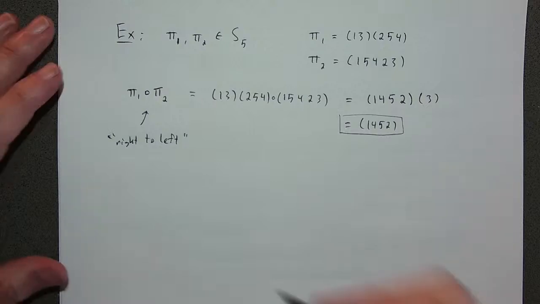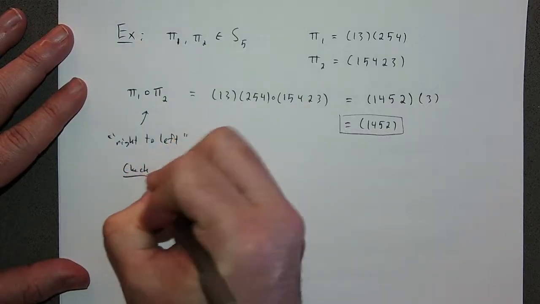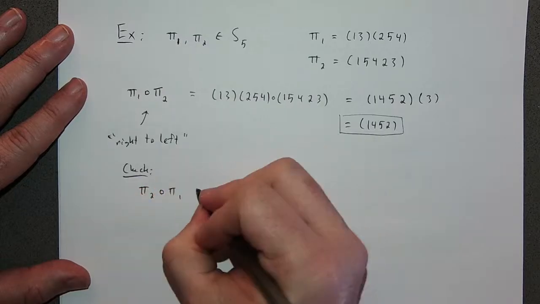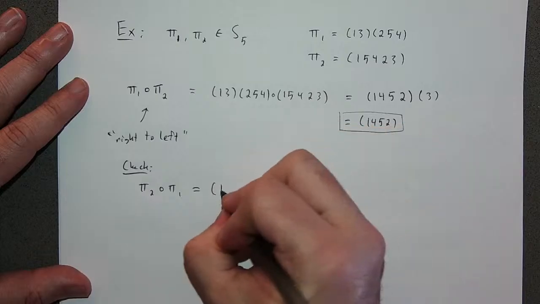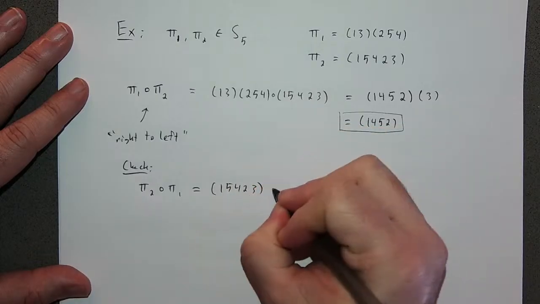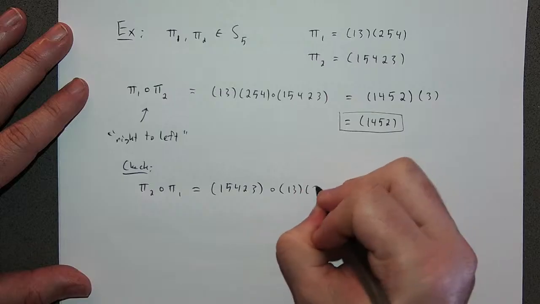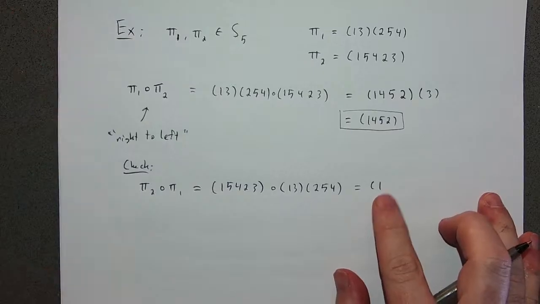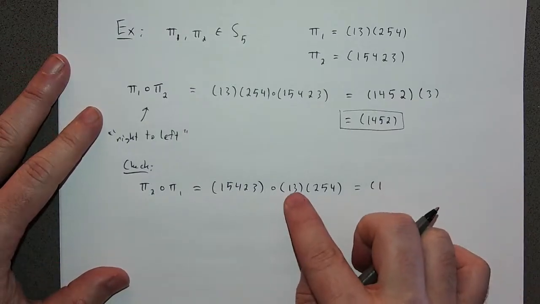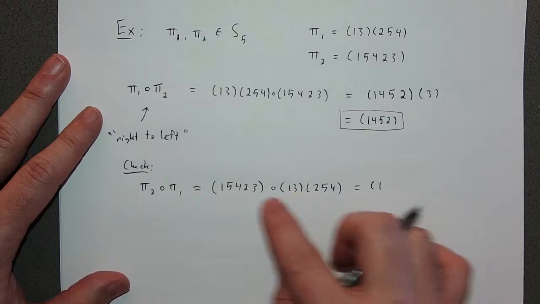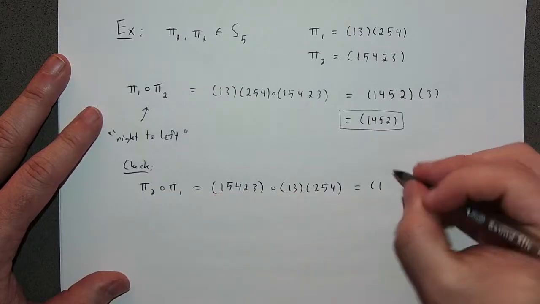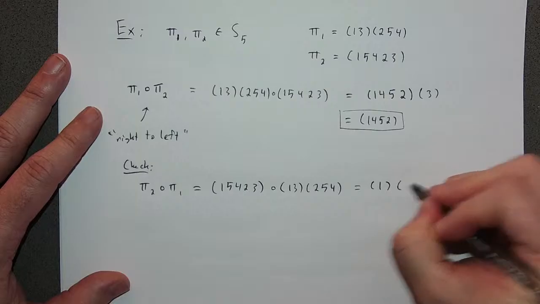Now I want you to check what if we do pi sub 2 composed with pi sub 1. Rewriting this, it is (1 5 4 2 3) composed with (1 3 2 5 4). Again, I'm going to start with 1 here. 1 gets sent to 3, and 3 gets sent to 1 on the left. So this results in 1 getting sent to 1. And I start a new cycle.